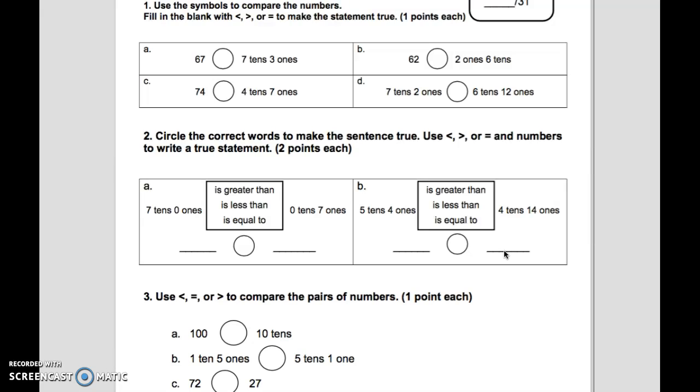Okay, once you have the numbers, now come back up here and circle. Is it greater than, is less than, is equal to? And then fill the symbol that matches down here in the circle.